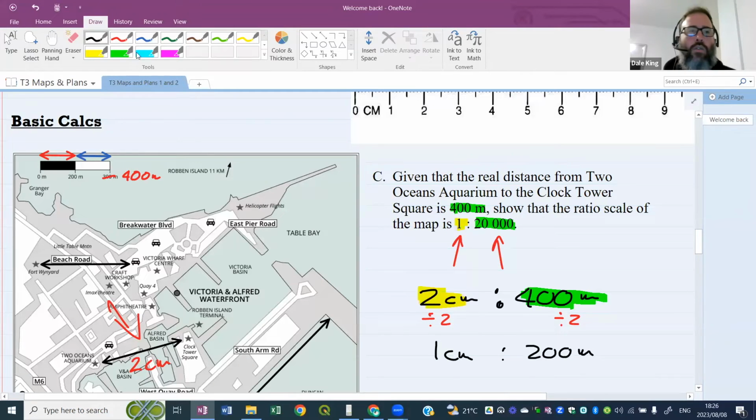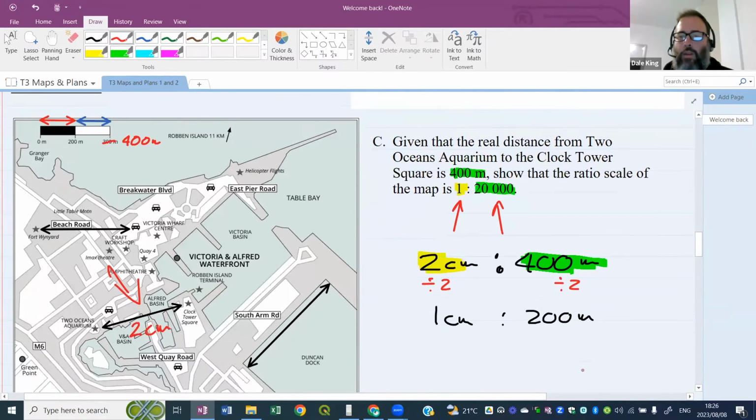But this is not the correct way to write a ratio scale for a map. A number ratio scale in a map always must have the same units. Always, always, always. And I can see there's going to be a mistake here. Yeah, it shouldn't be 20,000. No, it's right. That's fine. So the number ratio scale here should always have the same units. We need centimeters on the left and centimeters on the right.